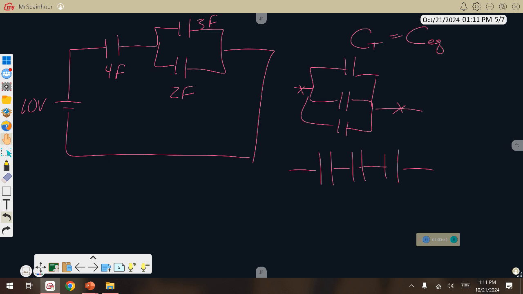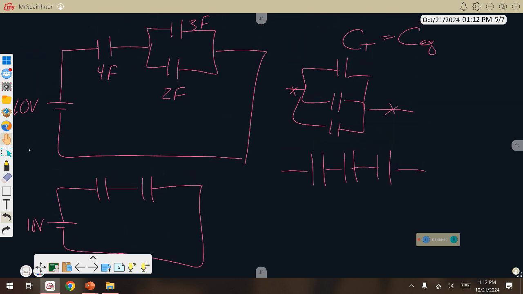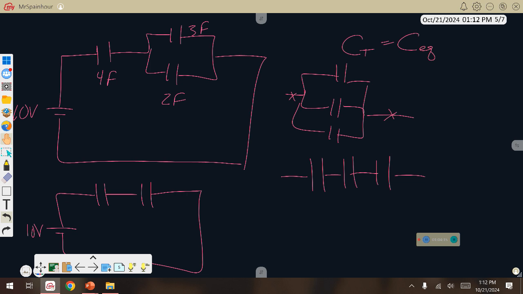You have to recognize that these 2 are in parallel, and this one is in series with the combination they're in. So you redraw the circuit like this. Now, how did I get from 3 to 2? I can find the equivalent of these by using this rule right here. What is the equivalent of these 2? 5.